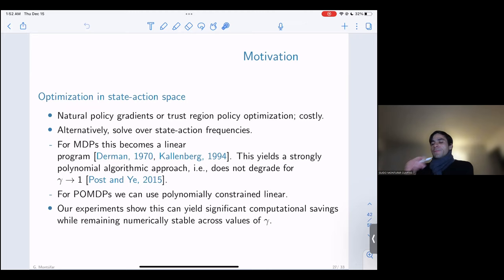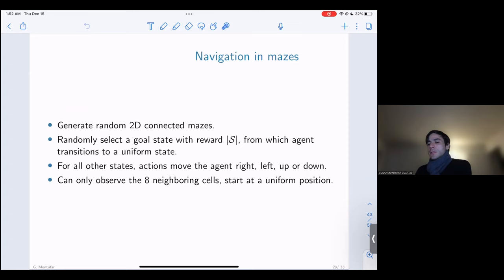One of them is to try and use Riemannian gradient methods or natural policy gradients, but this can be costly. And so maybe as an alternative, one just does the optimization in the state action frequency space. The setting that we consider here was navigation in mazes. We generated a bunch of random mazes and determine a goal state.